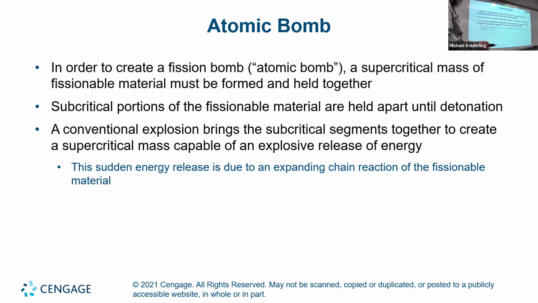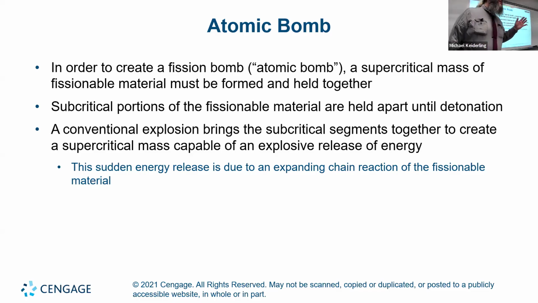And to create a fission bomb or an atomic bomb, a supercritical mass of fissionable material must be formed and held together. So the simplest way is that subcritical portions of the fissionable material are held apart until detonation, and then a conventional explosive brings these segments together to create a supercritical mass capable of an explosive release of energy. And this sudden energy release is due to an expanding chain reaction of the fissionable material.